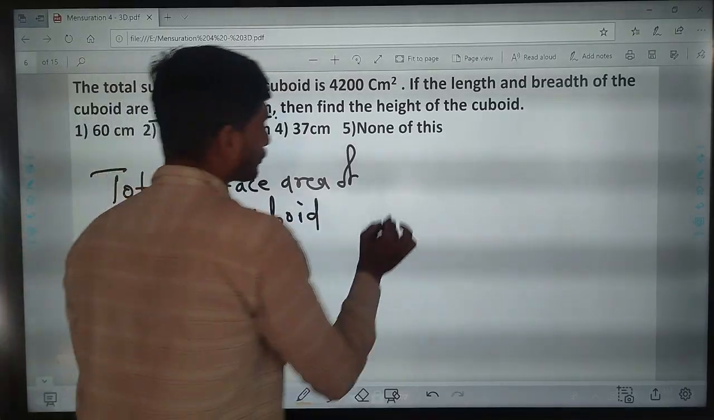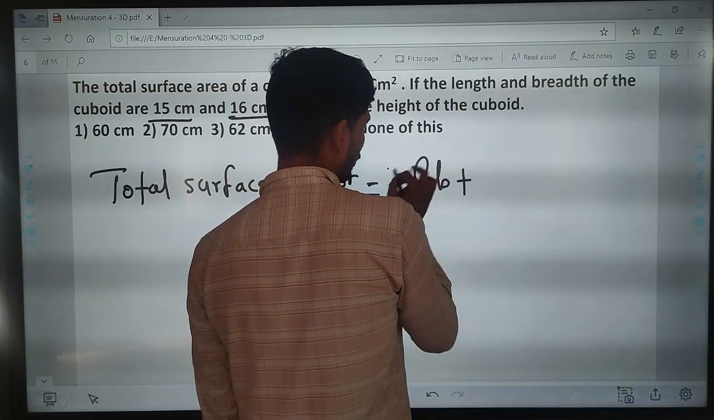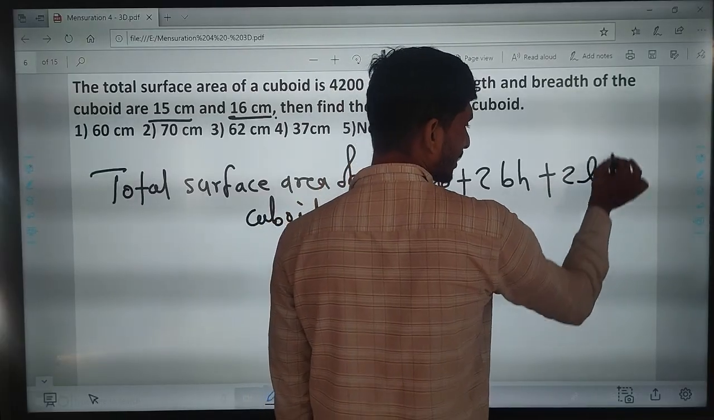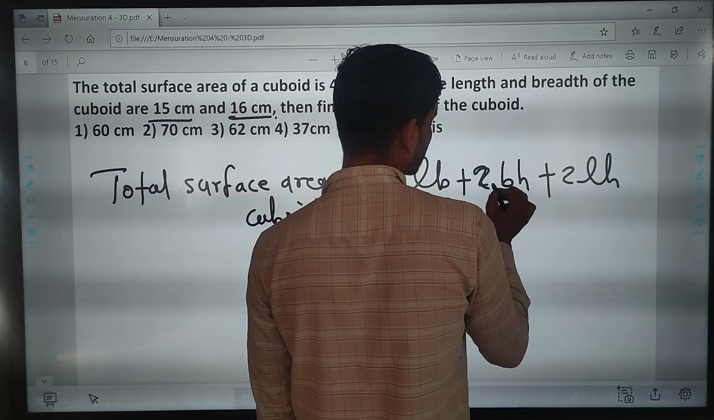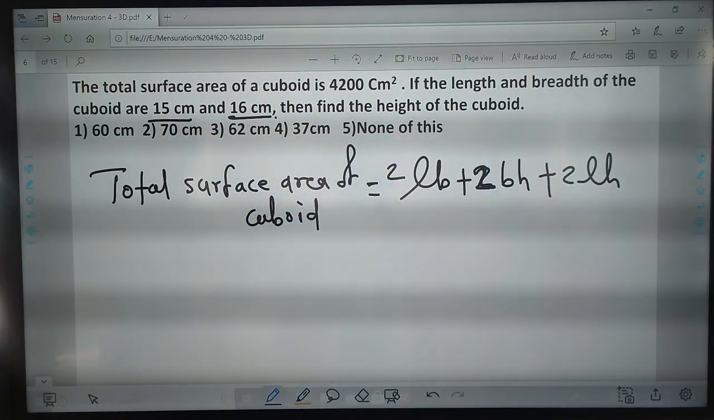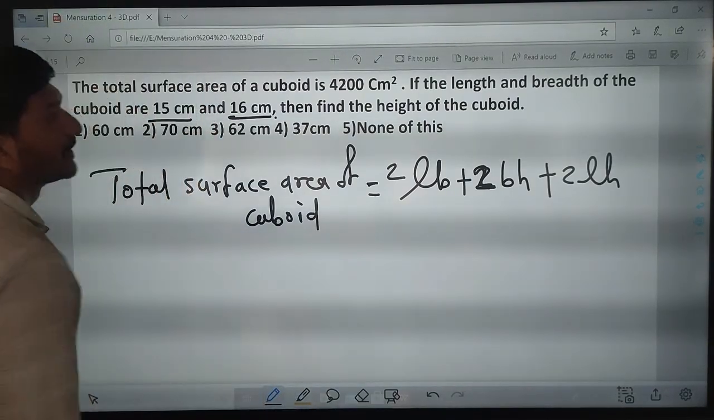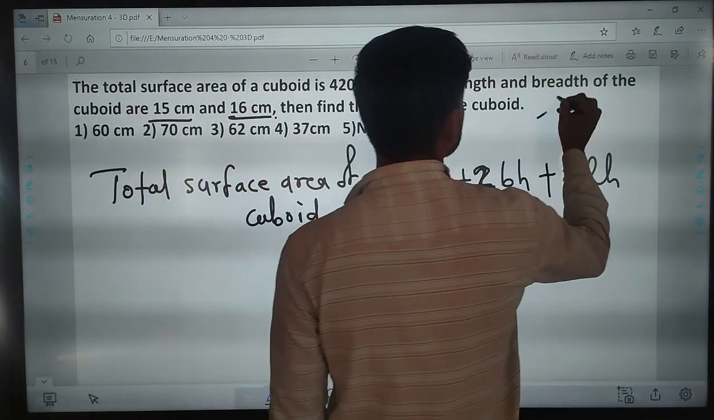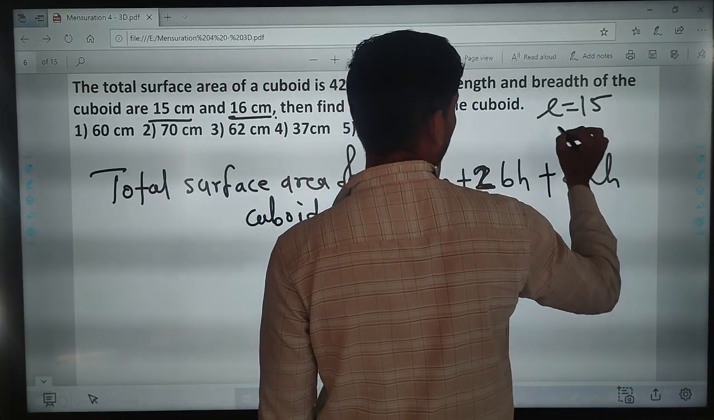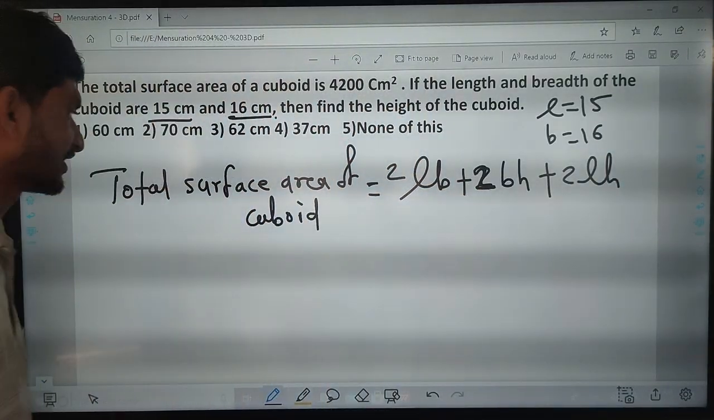The total surface area of a cuboid is equal to twice LB plus twice BH plus twice LH. This is the total surface area of the cuboid. Twice BH, twice LH and twice LB. Now here the value of length L is equal to 15 and the value of B is equal to 16.